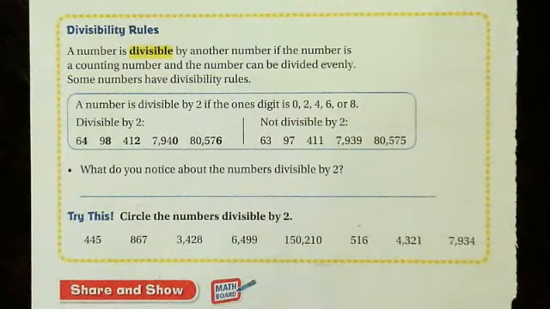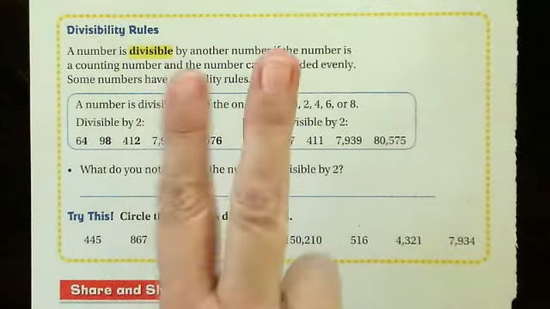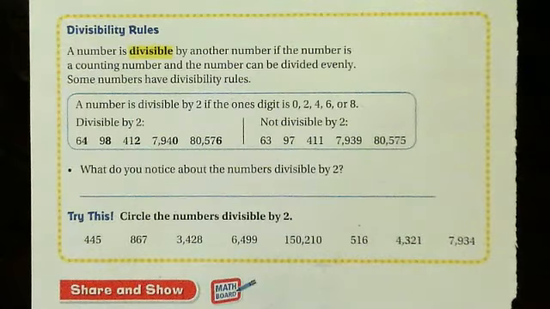Okay, so we are going to be learning some divisibility rules. That means we're learning the rules that go along with certain numbers whenever you want to divide by that number. Today we're going to look at divisible by 2. So, is a number able to be divided by 2? Here's how we know if that's going to happen or not.